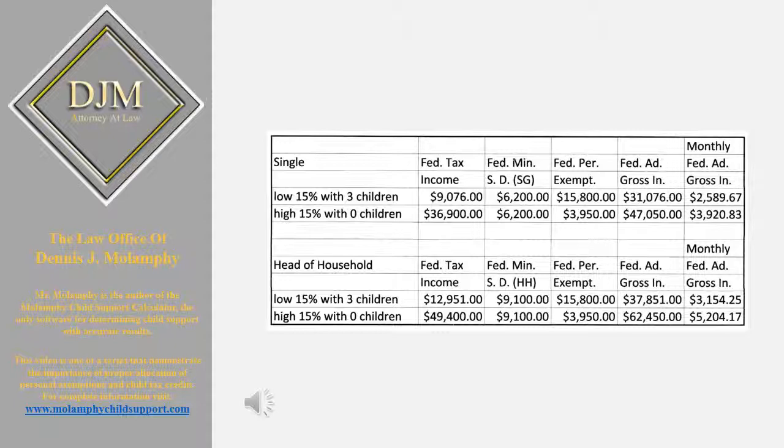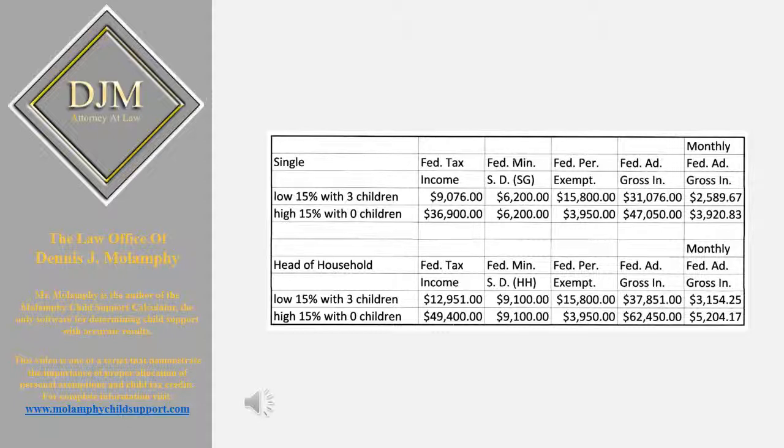What is the highest adjusted gross income for a single parent claiming no federal personal exemptions from children that has as much as possible federal taxable income taxed at the 15% rate but no higher? This time, start with a taxable income of $36,900 and add the minimum standard deduction for a single filer of $6,200 plus 1 personal exemption worth $3,950 to get an adjusted gross income of $47,050 or $3,920.83 per month.